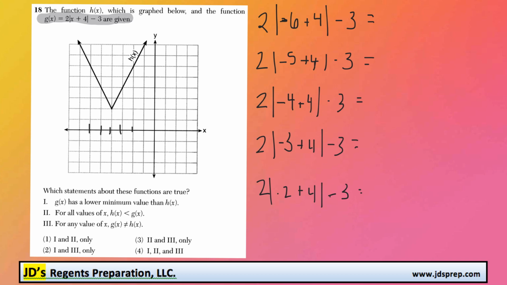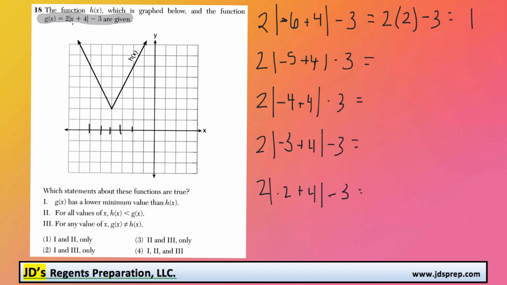And so you can see what I'm doing here is I'm just replacing x in this function with our various x values. Okay, so let's go ahead and start solving these. First one here, this is going to become 2 times the absolute value of -6 plus 4. -6 plus 4 is -2. Absolute value of that would be +2. And minus 3. So 2 times 2 minus 3 is 1.